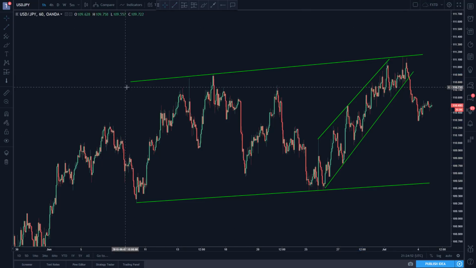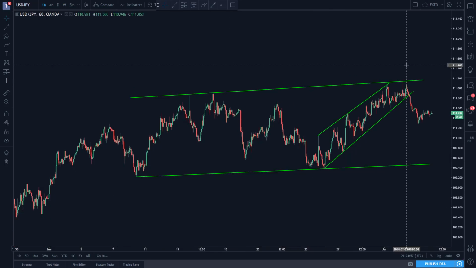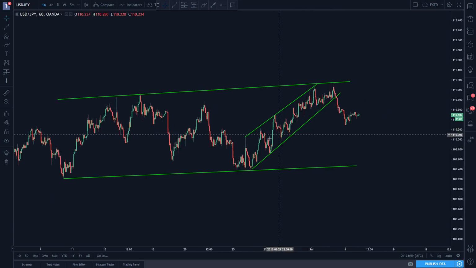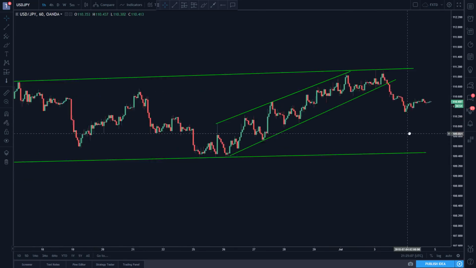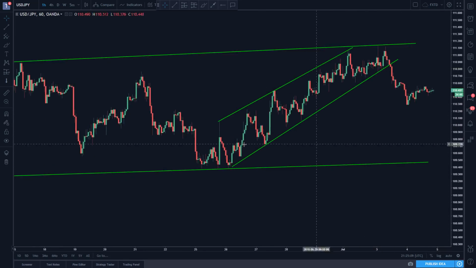All right, so we have our larger ascending channel. Within that channel, we have an ascending channel inside of it, and this just increases the probability of a breakdown or a drop. And so we're expecting a sell. We get to the top of this, and that's exactly what happens.